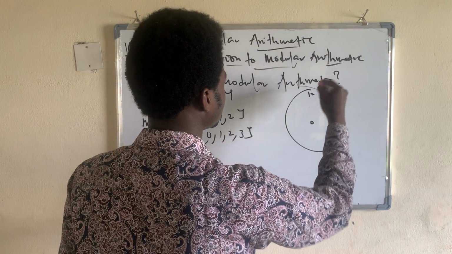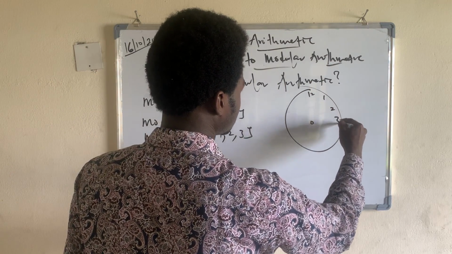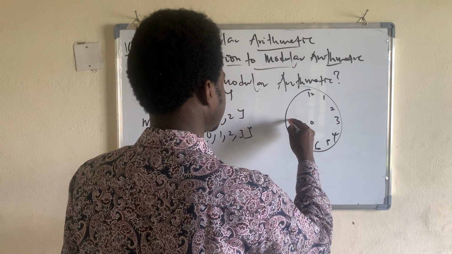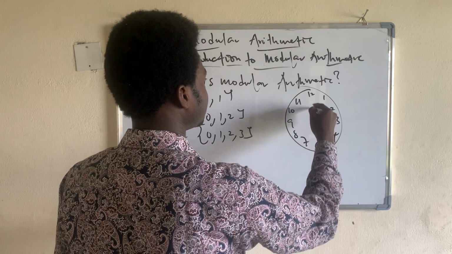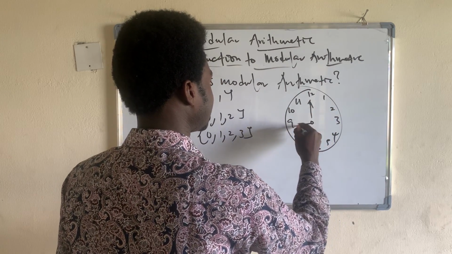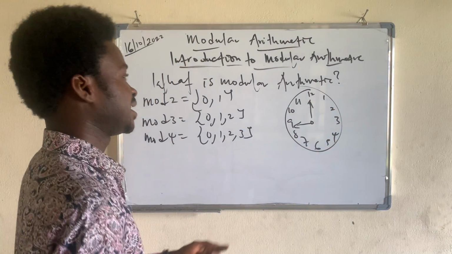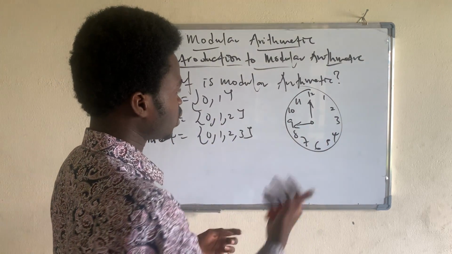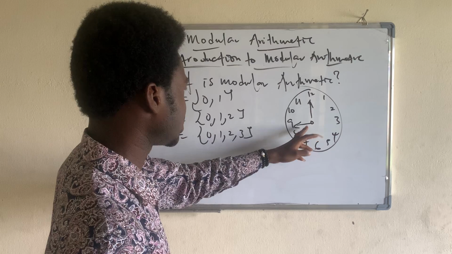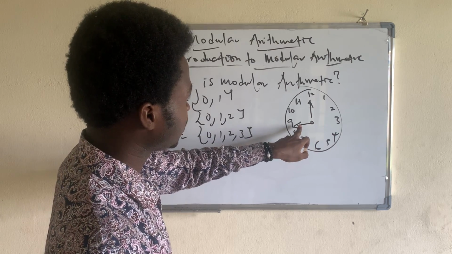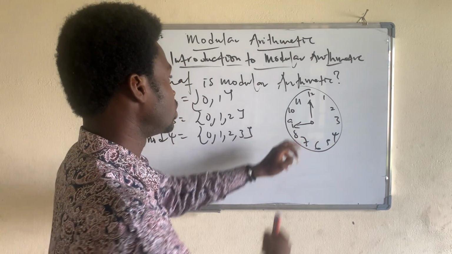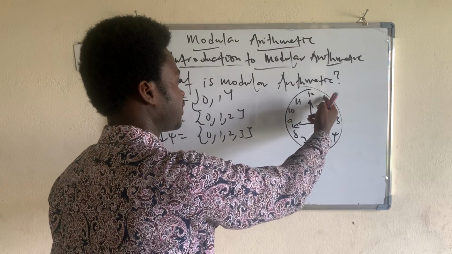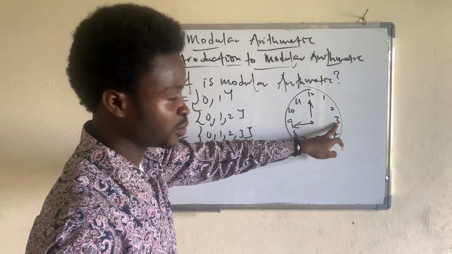Suppose I have a clock: this is 12, 1, 2, 3, 4, 5, 6, 7, 8, 9, 10, 11. Let this hand be here and let this hand be here. I said it's a circular arithmetic. It deals with an event that goes on and on, so we can make use of our clock to explain that. Suppose we add 6 hours to 9. We know that this will read 10, 11, 12, 1, 2, 3, 4, 5, 6. It goes up to 3.